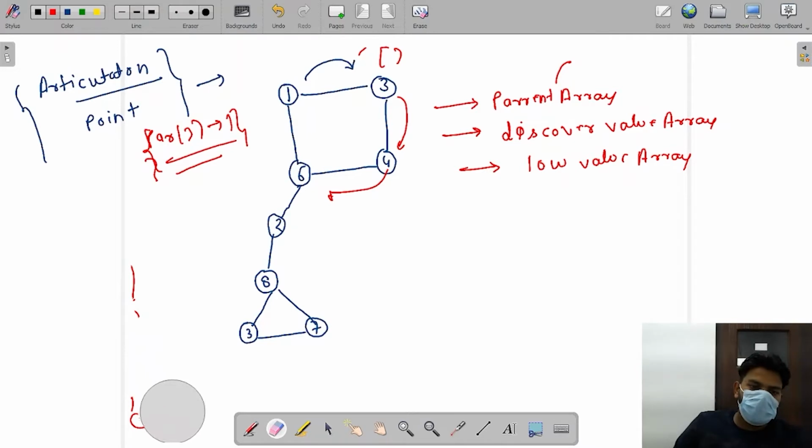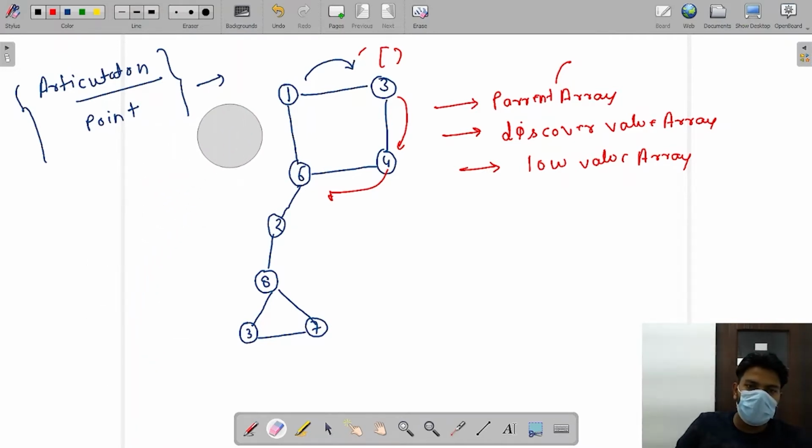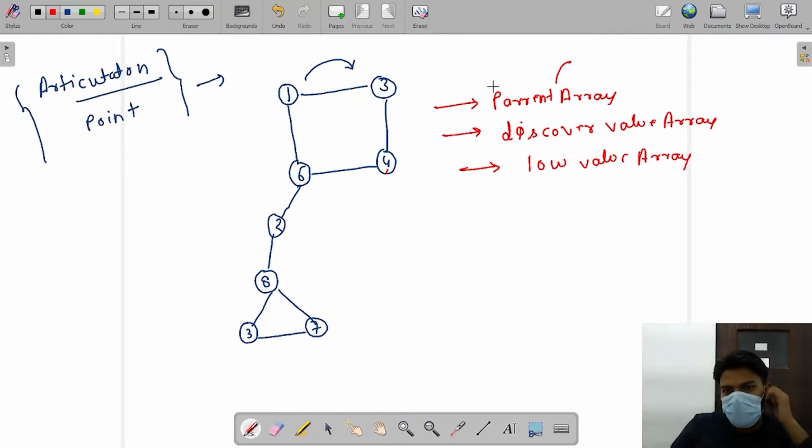So this is all about the parent array. So how can we find the parent array? So this is our parent array.